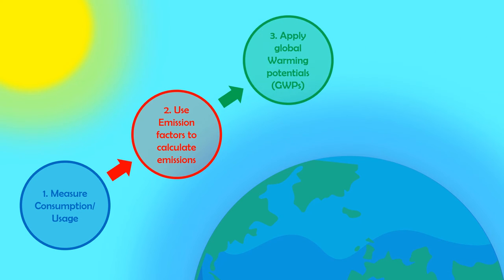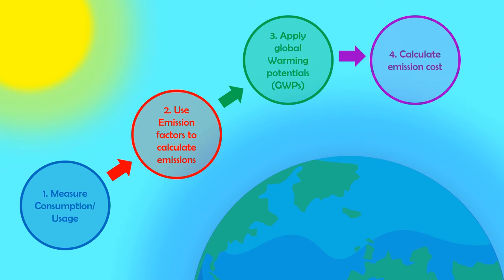In order to take account of the different climate impacts of each gas, we apply global warming potentials to convert all gases into a carbon dioxide equivalent, a single number that expresses all emissions as if they were carbon dioxide. Following on from what we learned earlier about relative climate impacts of greenhouse gases, for methane this number is 25, and for nitrous oxide it's 298. Finally, if required, we can calculate an emission cost using an applicable dollar per tonne factor, for example, $100 per tonne.